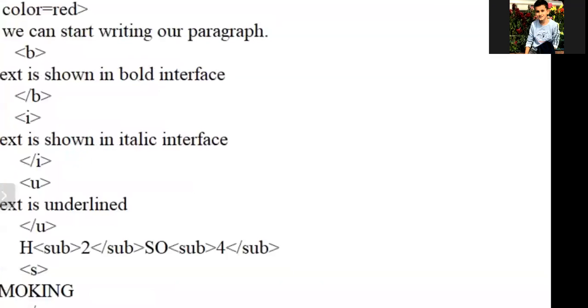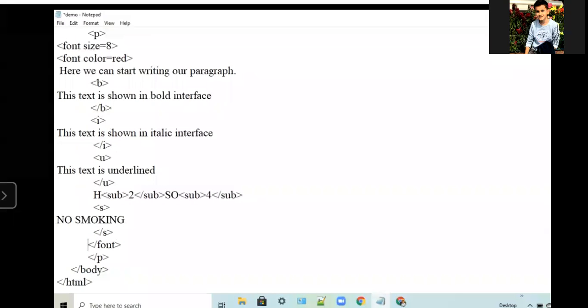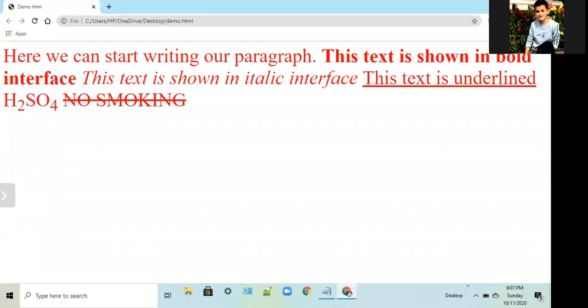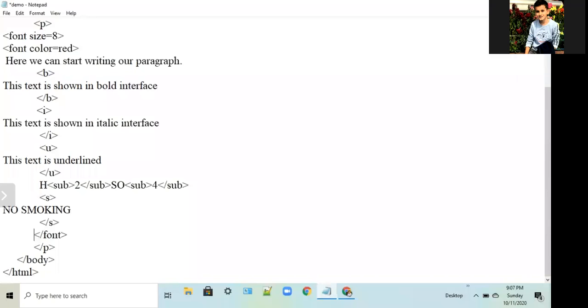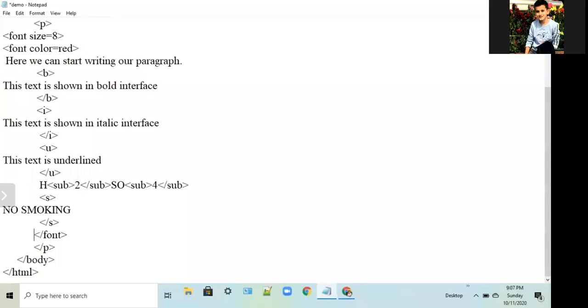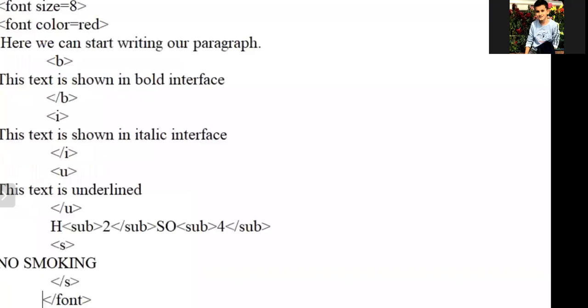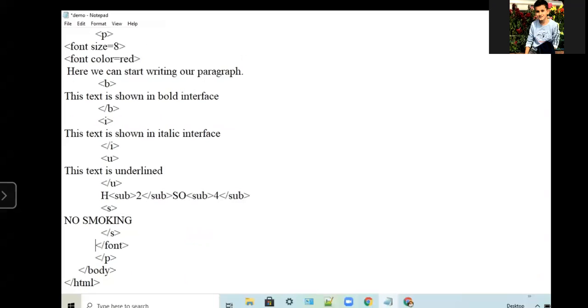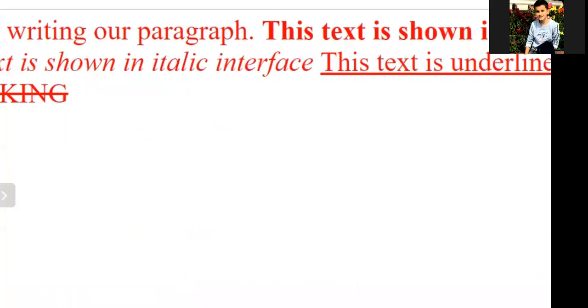First we have used the font size tag, and the font size we have kept 8, and then the font color we have kept red. So here we can see that the font is at 8 points, and the font color is red. And after that we are using the paragraph tag at the first, and here we can start writing our paragraph. Then we have used the bold tag. You can see right here we have used the opening bold tag and closing bold tag. Under this we have written this text is shown in bold typeface, and you can see right here the text is shown in bold typeface.